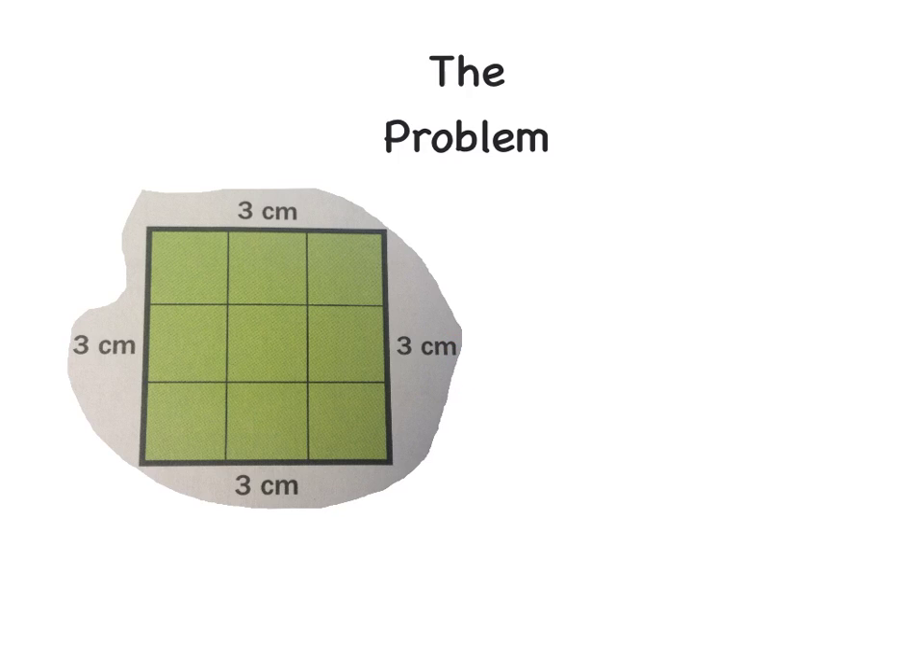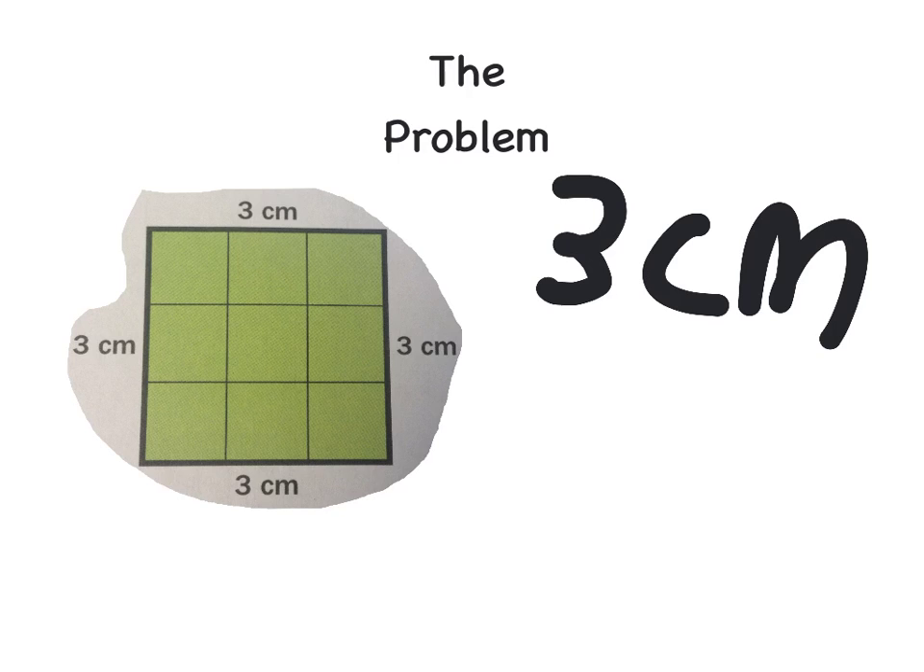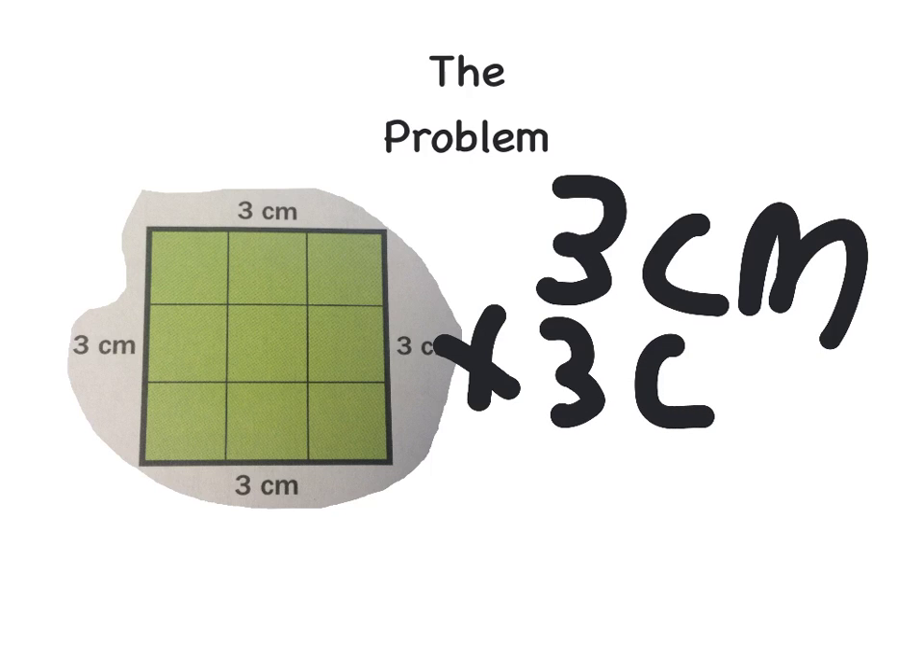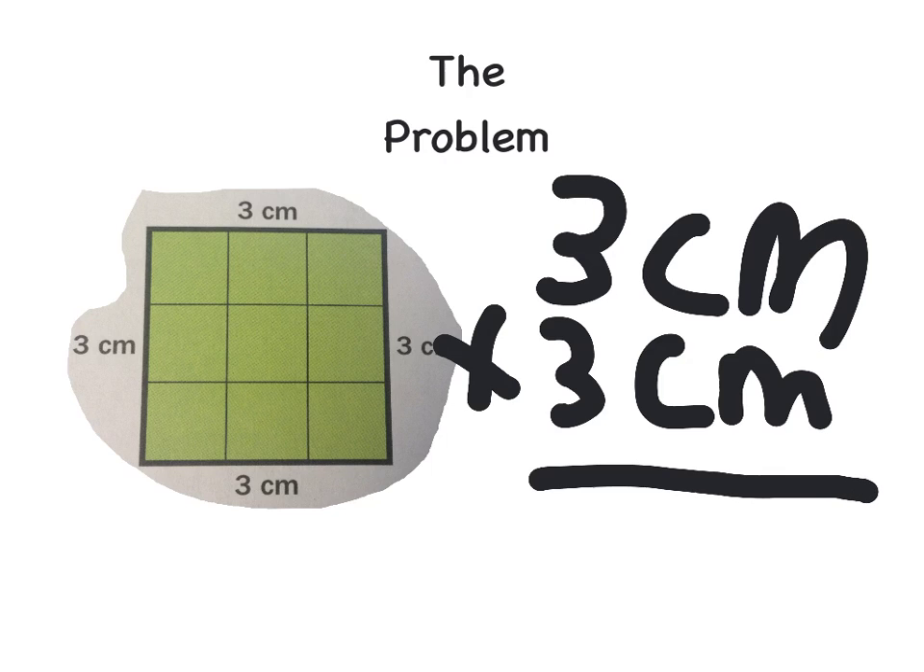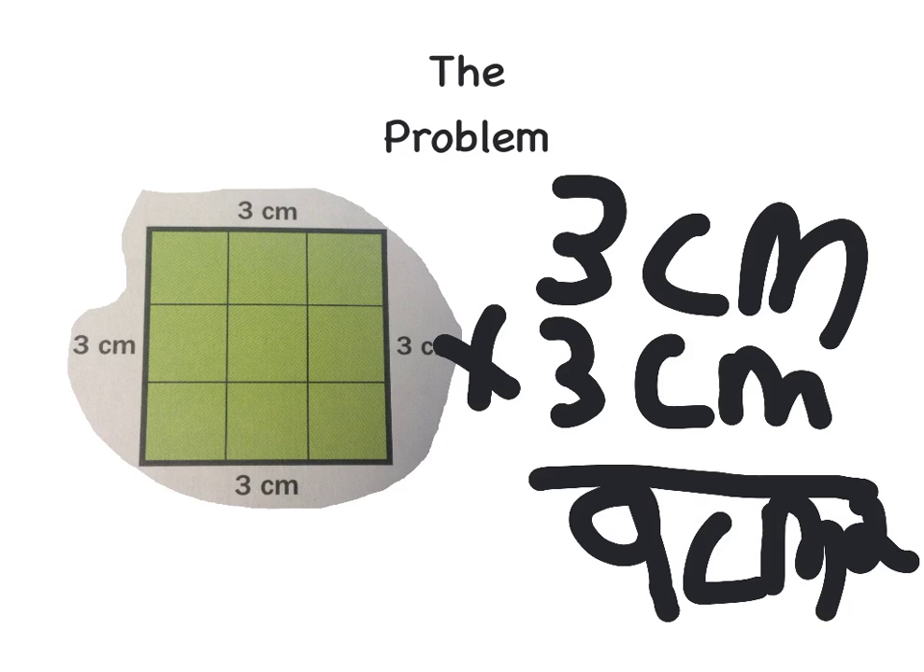Now, I'm going to properly teach you how to do it. What you have to do is length times width. The length is 3 centimeters, and then you take the other 3 centimeters, so times 3 centimeters equals, 3 times 3 is 9, equals 9 centimeters squared. And you put the squared because it's the area. You don't put the squared for the perimeter because it's a perimeter and you don't need the squared.